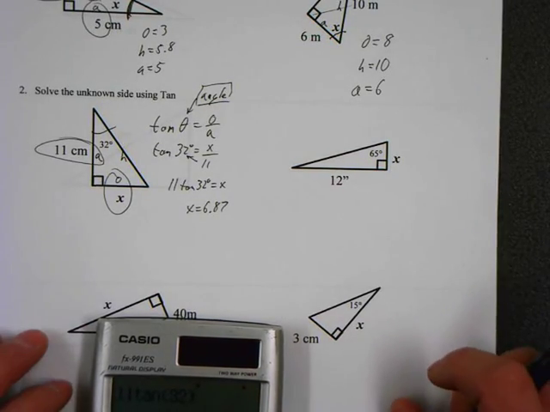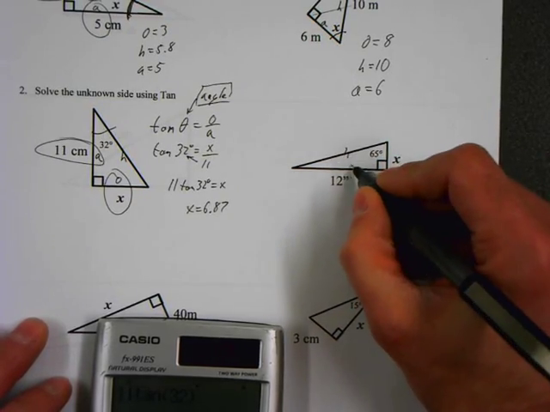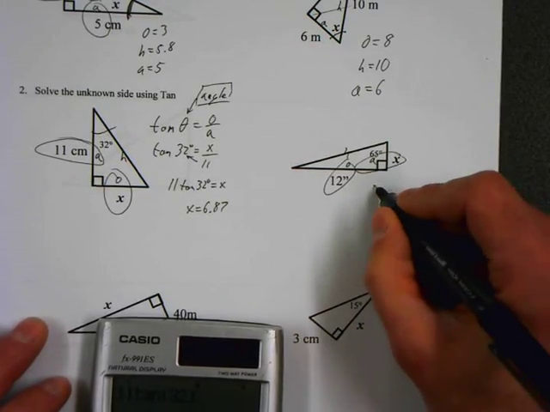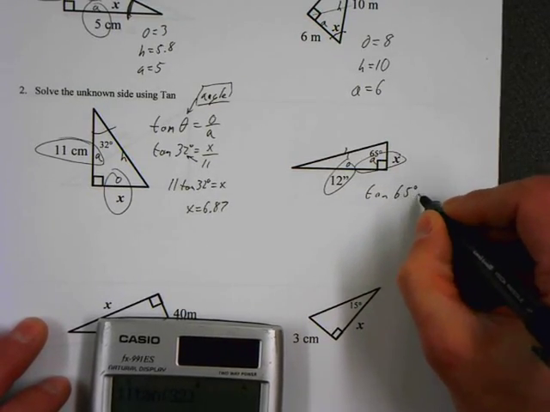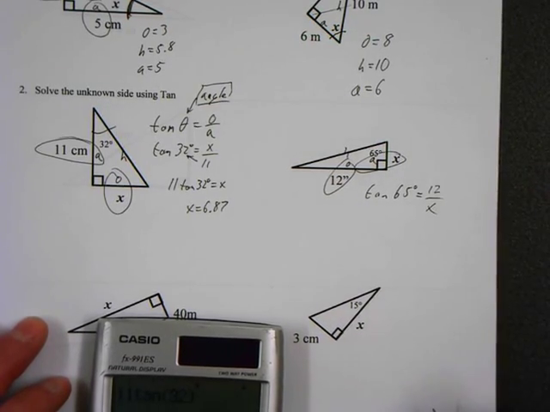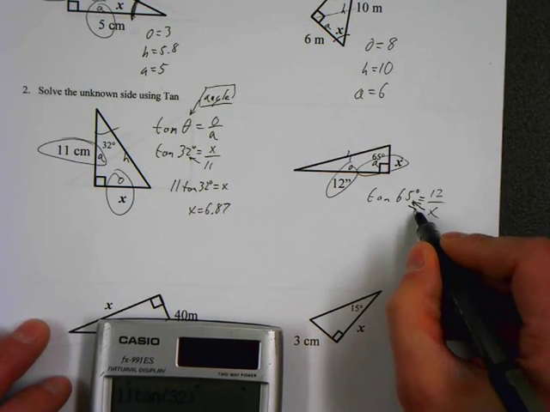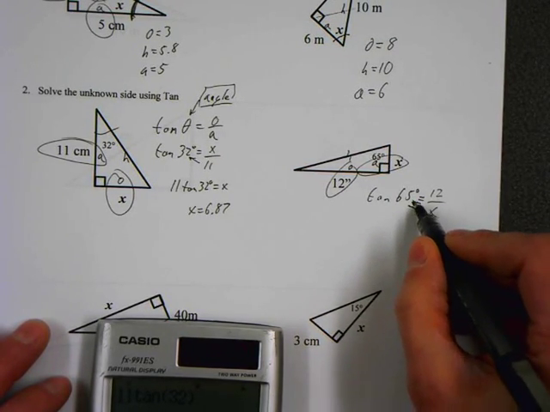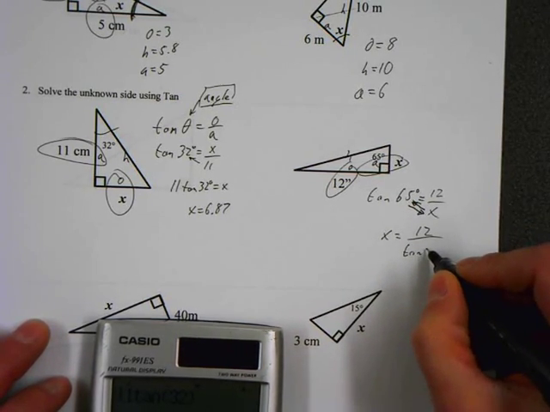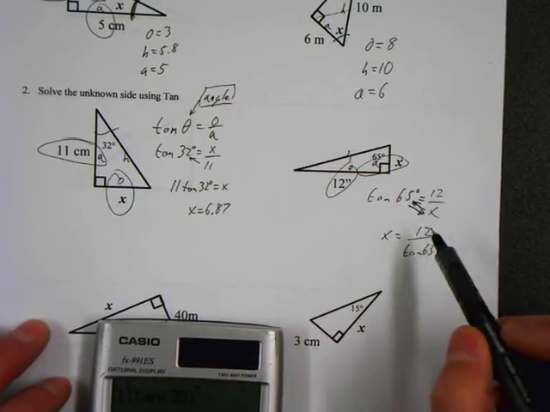Okay, next one. Label it from there. I'm going to speed these up a little. This is H, this is O, this is A. So I'm working with O and A, I'm using tan. So the tan of 65 degrees, angle always goes with tan, is equal to 12 over x this time. Now, x is on the bottom. So what happens here? Well, I cross multiply this up and I cross multiply this down. So x equals 12 over tan 65 degrees. So that's going to happen whenever x is on the bottom. We're going to switch those two.